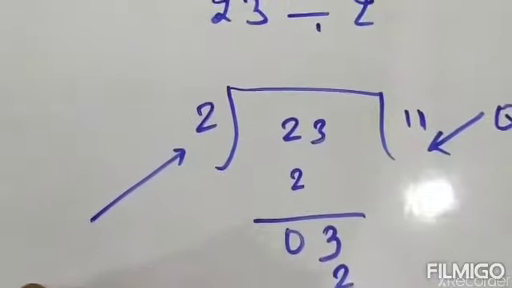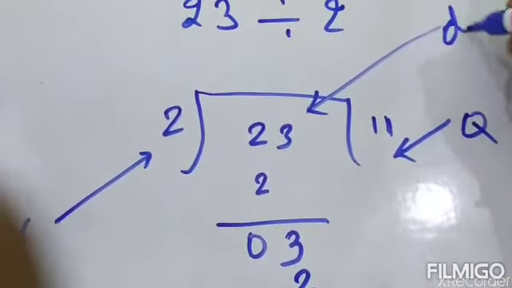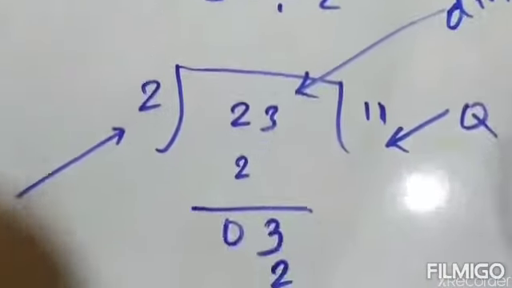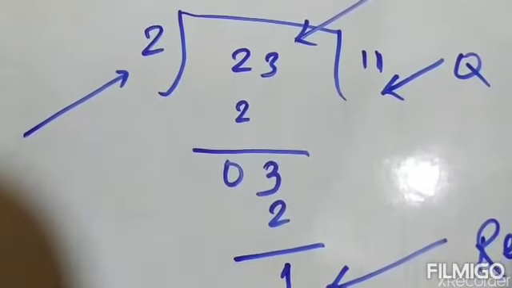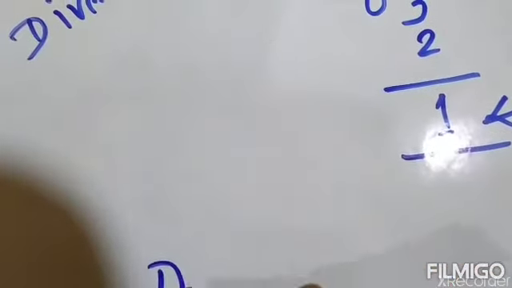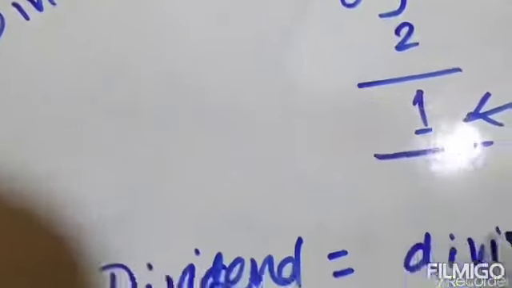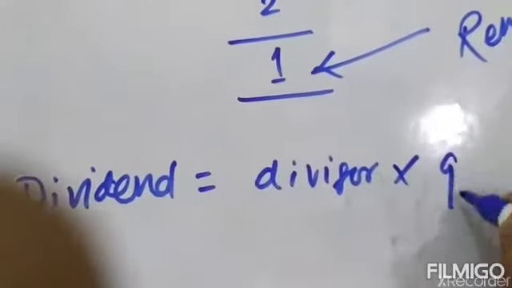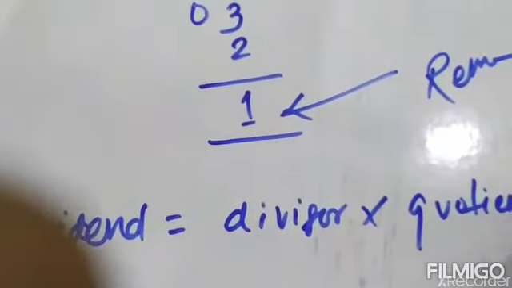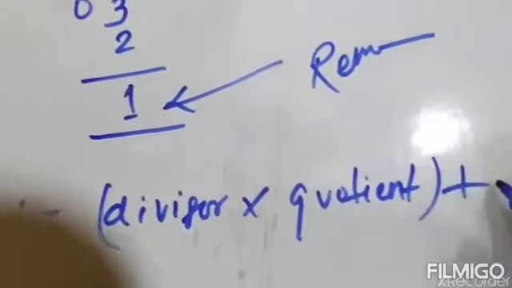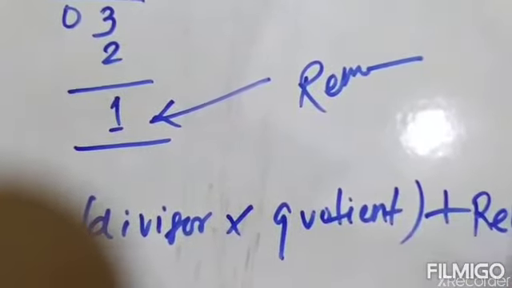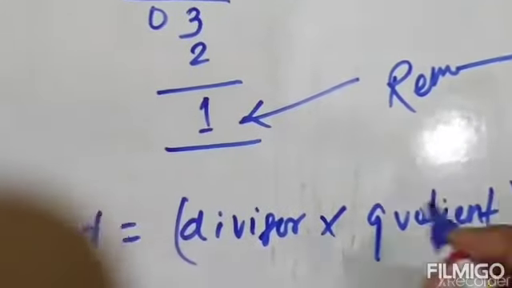This is the divisor, and this is the dividend, and this is the remainder. And you already know the formula for verification: dividend equals divisor into quotient plus remainder. This is actually the division algorithm.